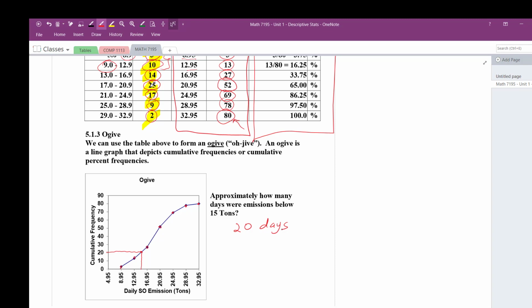Maybe a more interesting question would be, how many days were emissions under, say, 30 tons? Maybe some federal agency says you must keep your emissions under 30 tons. Otherwise, you are worried about getting a fine or something. So again, we could answer that question by just going on our graph and going up to 30 and making an estimate. And in this case, it's pretty close to 80 by eyeballing it. So we aren't going over 30 very often.